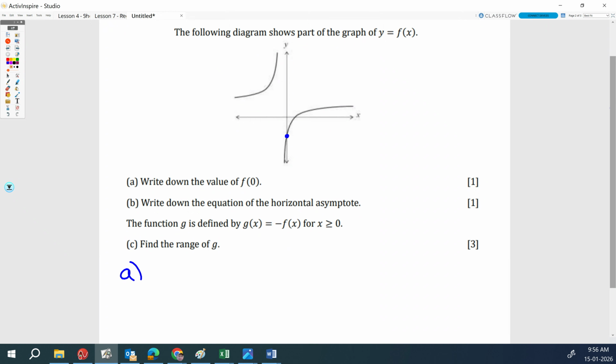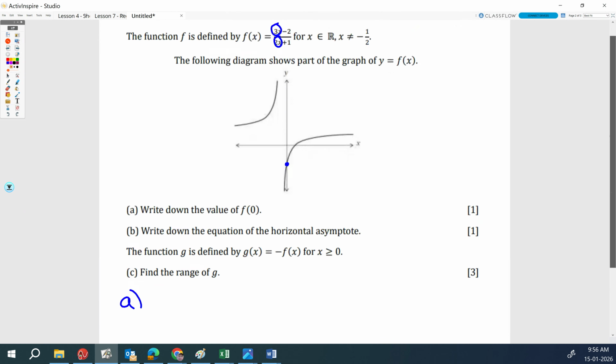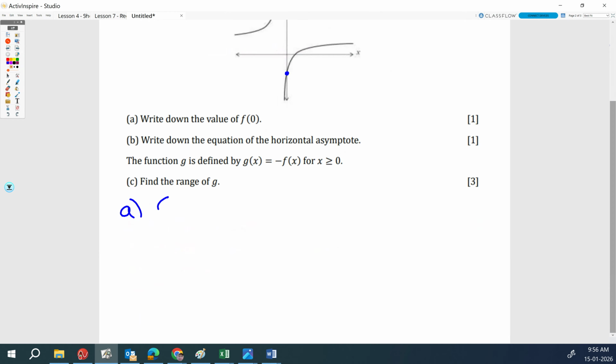So I can do this in my head if I want. I don't have to show any working. If I put a 0 in here, that's going to cancel. Put a 0 in here, that's going to cancel. So it's minus 2 over 1, so it's going to be minus 2. That's why it's a write down. So f(0) is minus 2.